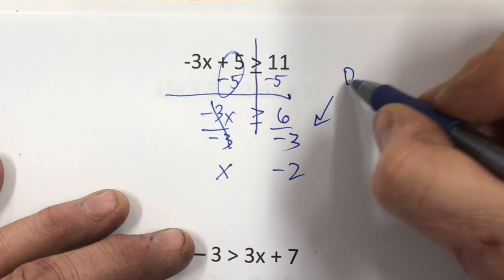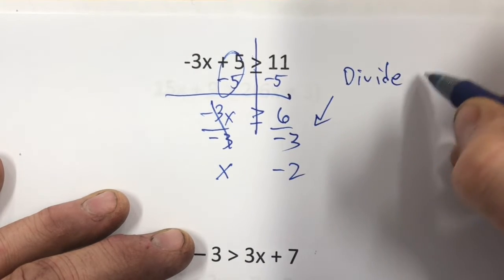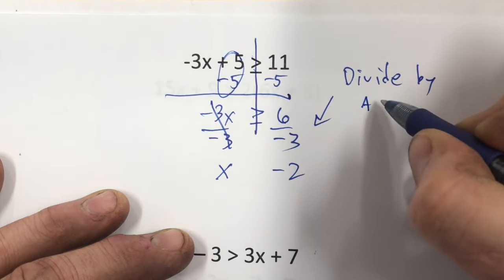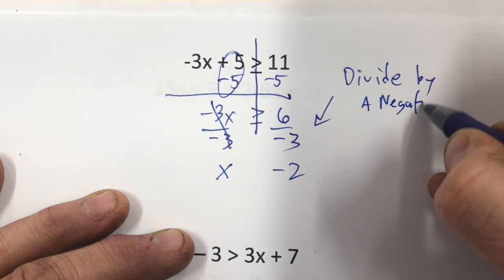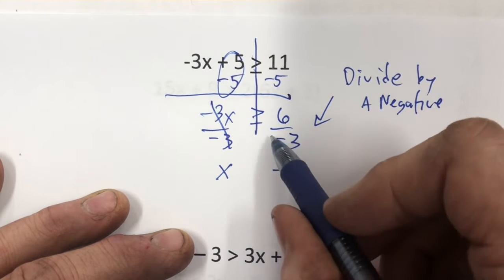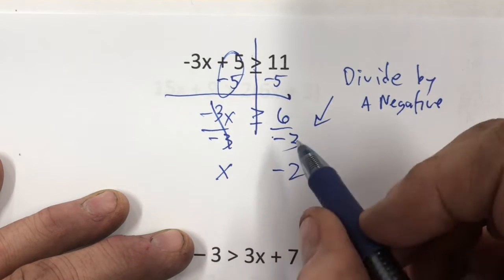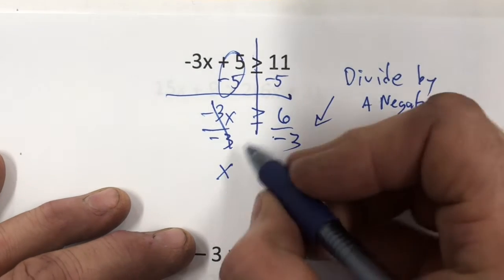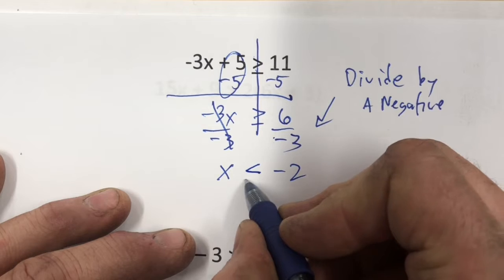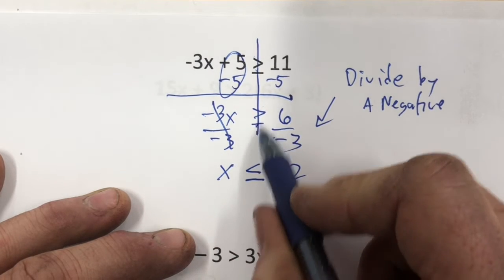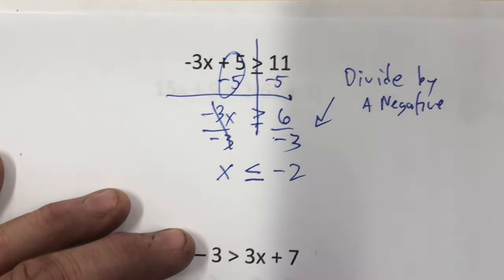Right there, when you divide by a negative, like we just did right here, we divided both sides by negative 3, negatives go backwards, and so that's going to change my inequality the other way. It still has an equal to line under it, but instead of greater than, now it's a less than.